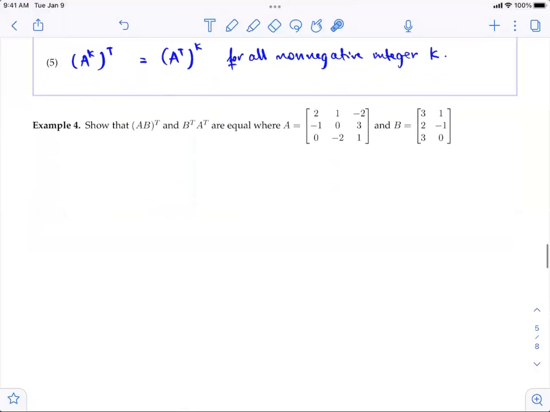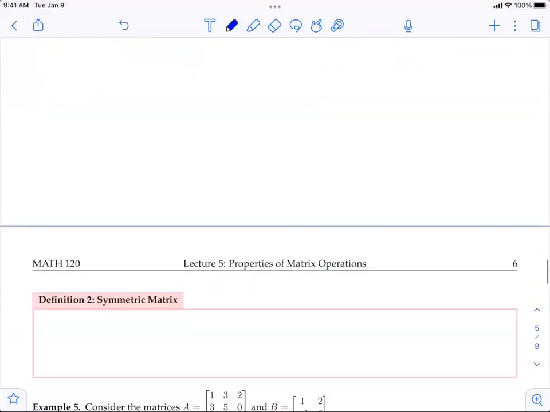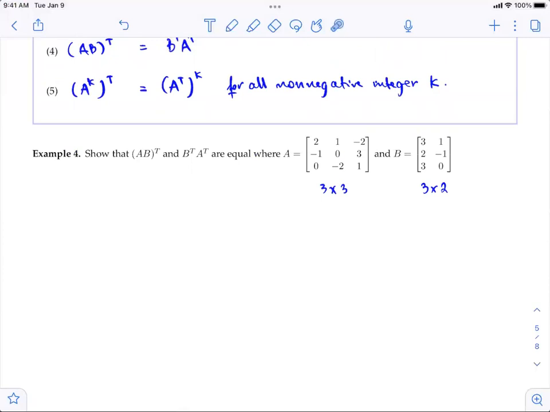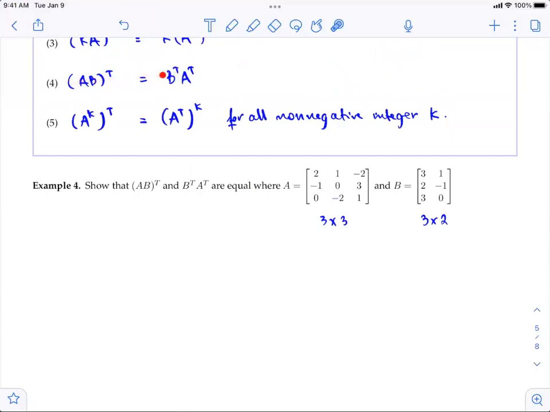All right, so let's do some calculations here. Given two matrices A and B, matrix A is of the form 3 by 3, and B is a matrix of the form 3 by 2. I want to perform A times B and take the transpose, and then later on I'm going to do the product of B transpose and A transpose, just so that we can compare the fourth property of transpose.